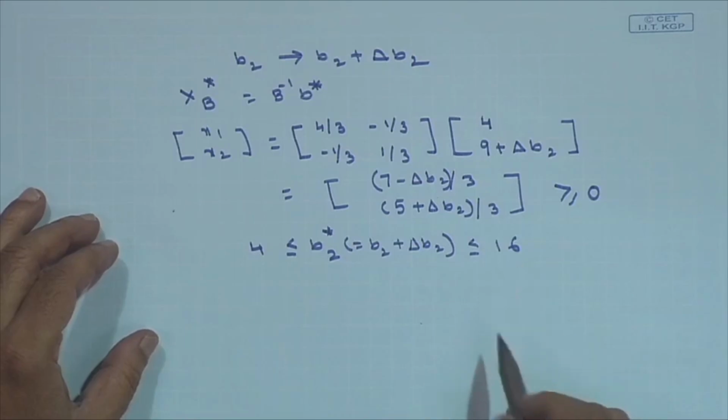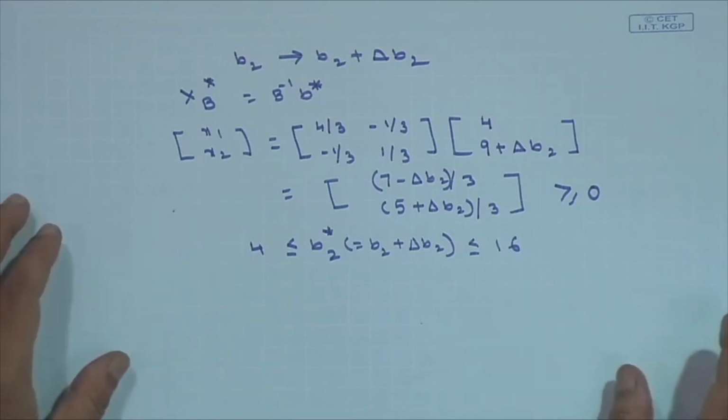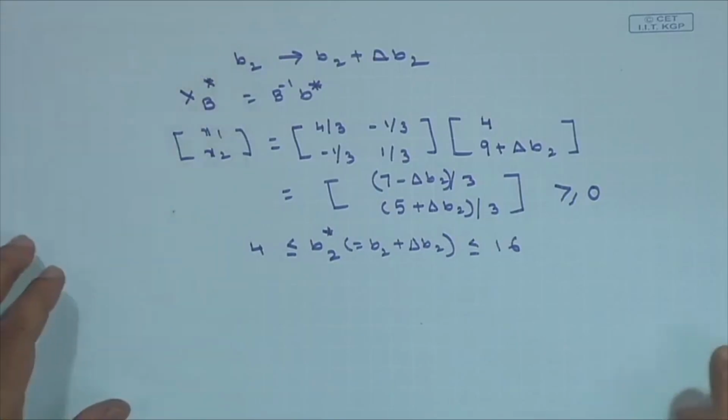4 to 16. In other words, the original value of resource 2 was 9. If you increase it up to 16, then the optimal solution of the original problem will remain as it is. So, this way, whenever I have the original problem, I can see how much deviation can be given so that the optimal solution will remain the same. I do not have to calculate it again and find the optimal solution.